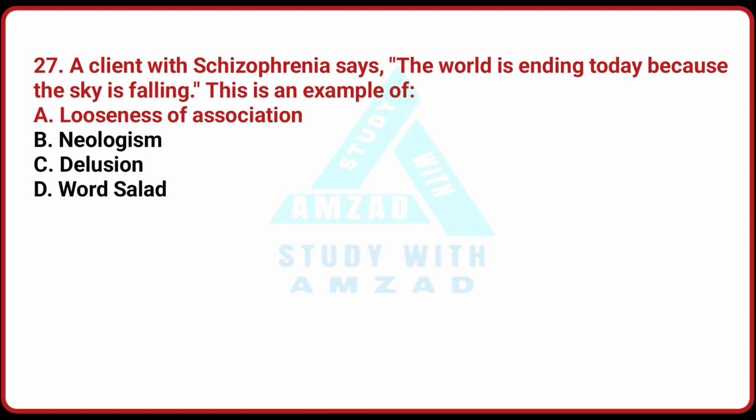Next question. A client with schizophrenia says, "The world is ending today because the sky is falling." This is an example of: option A, looseness of association; option B, neologism; option C, delusion; option D, word salad.